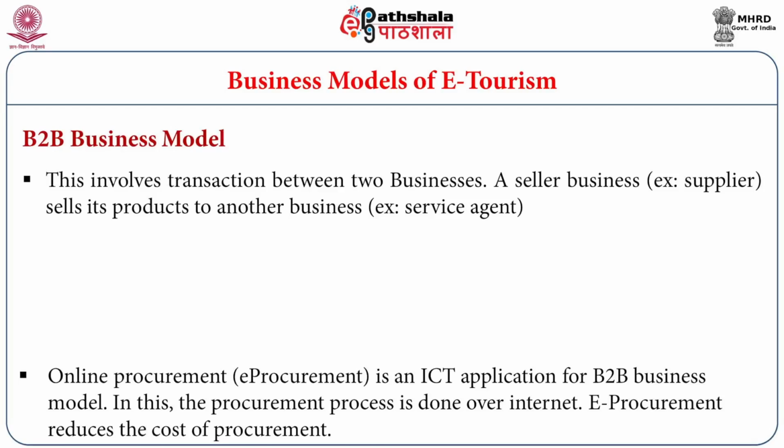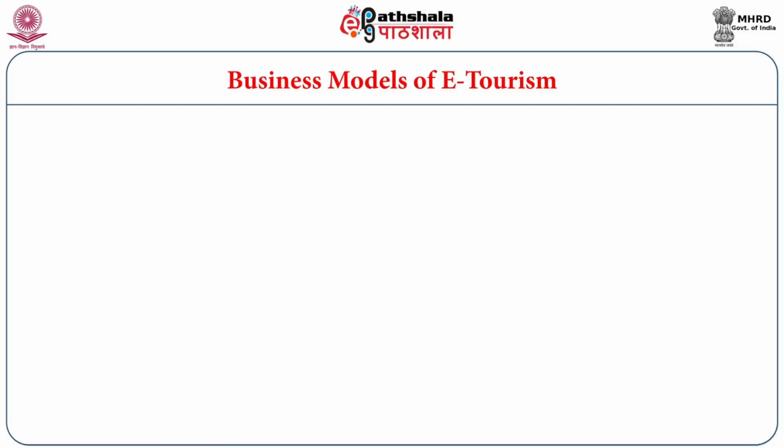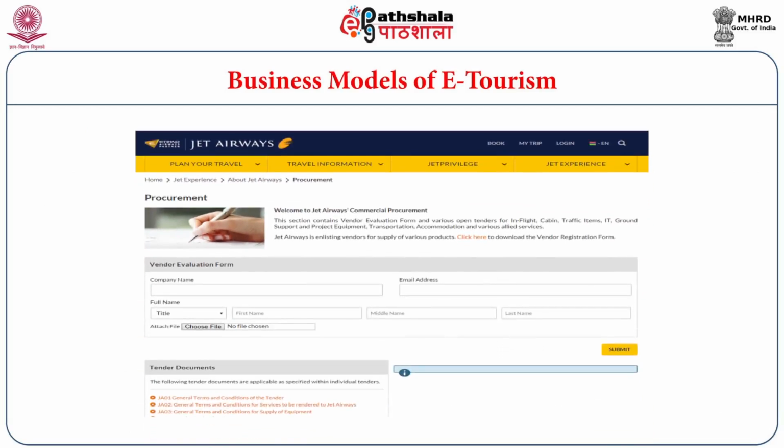As you can see from the diagram, the host business has got a product which it sells to a consuming business, and the consuming business places an order for the product. Finally, the host receives the order, processes and dispatches the product. So all the parties involved here are businesses. Jet Airways online procurement website is an example for the B2B business model. So this is the web page for vendor evaluation in Jet Airways, where the supplier business can register itself to Jet Airways, and once it is registered, it can supply its products and services to Jet Airways.